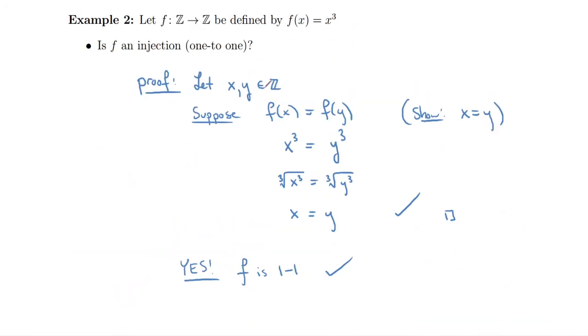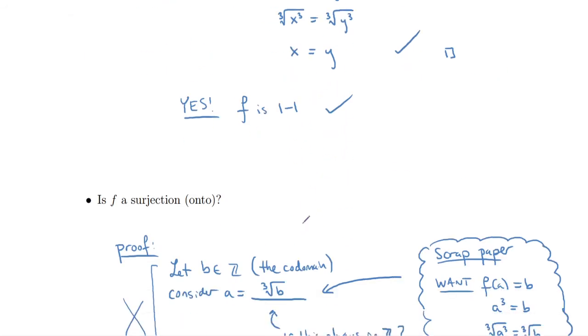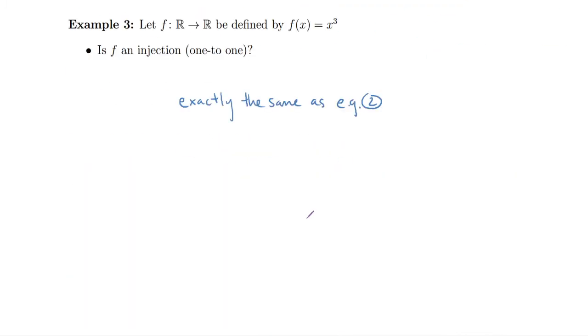So, I guess there's one small thing you would change. You would just say let x and y be real numbers. The rest of this work is exactly the same. So you'd set them equal to each other, you take the cube root, and they're the same. So just let x and y be reals instead, right? So that's the domain. And so the answer is yes, f is 1 to 1.